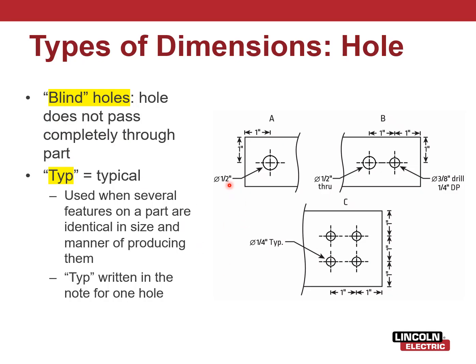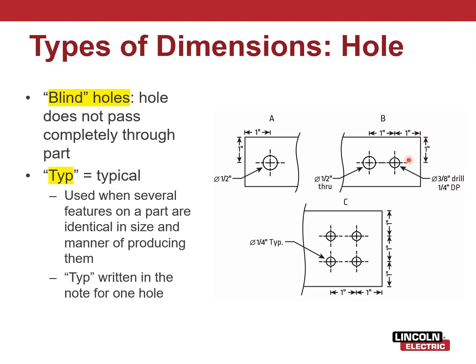So, 1/2 inch diameter. Another way to measure this would be to have a dimension line coming off that edge with a 1/2 inch dimension on it. But to save space when we're dimensioning circles, typically it's just a leader line off of it, 1/2 inch diameter. And then 1/2 inch through. So that's telling me this needs to go all the way through that part.